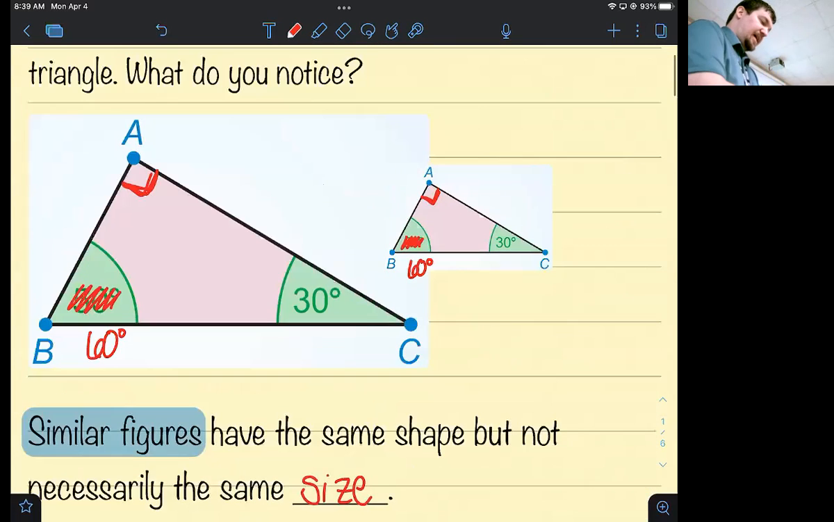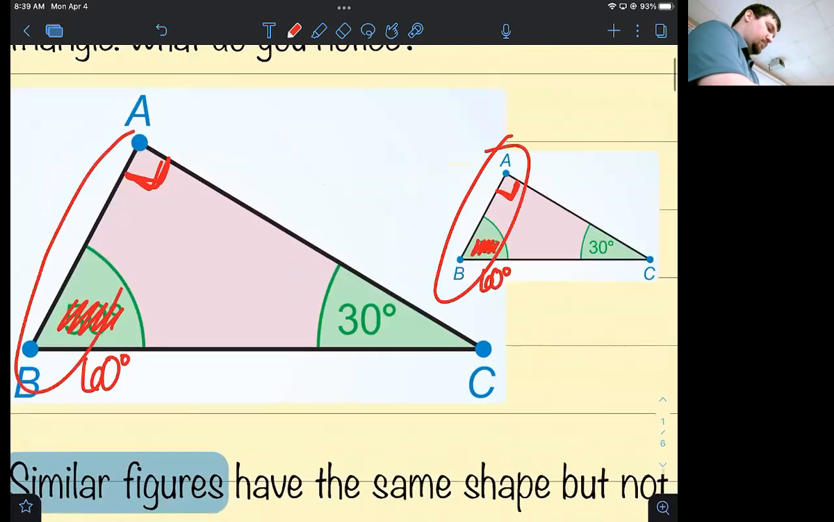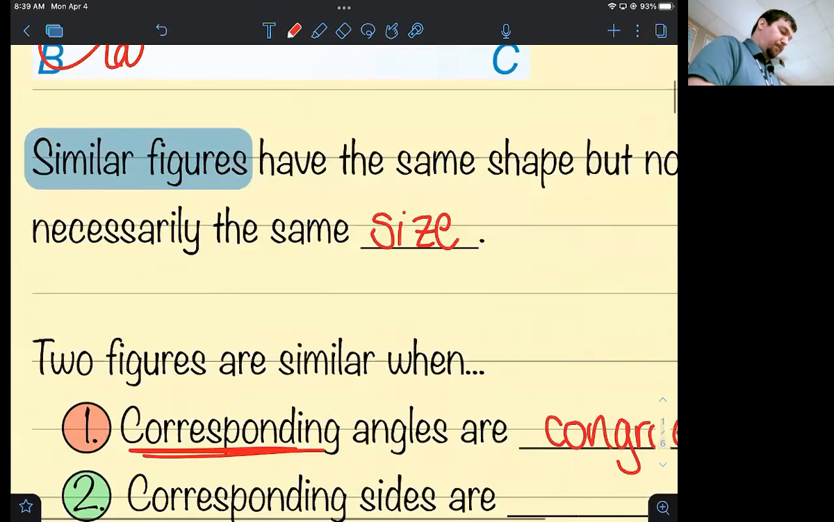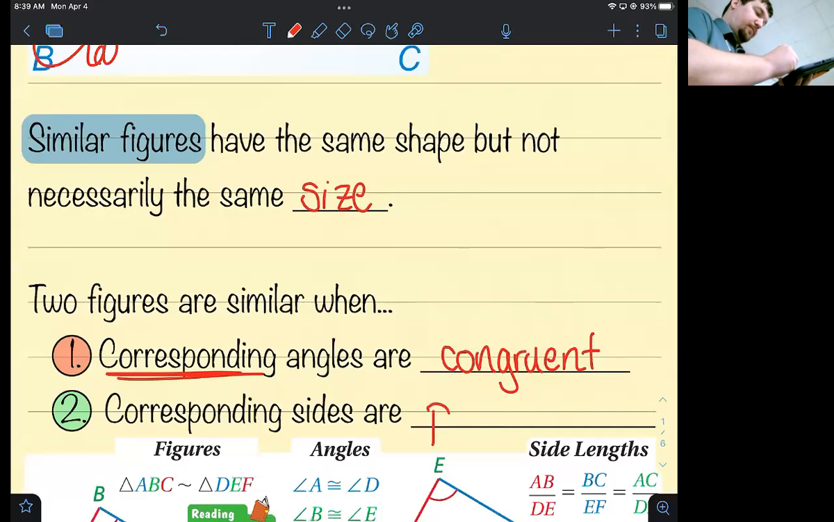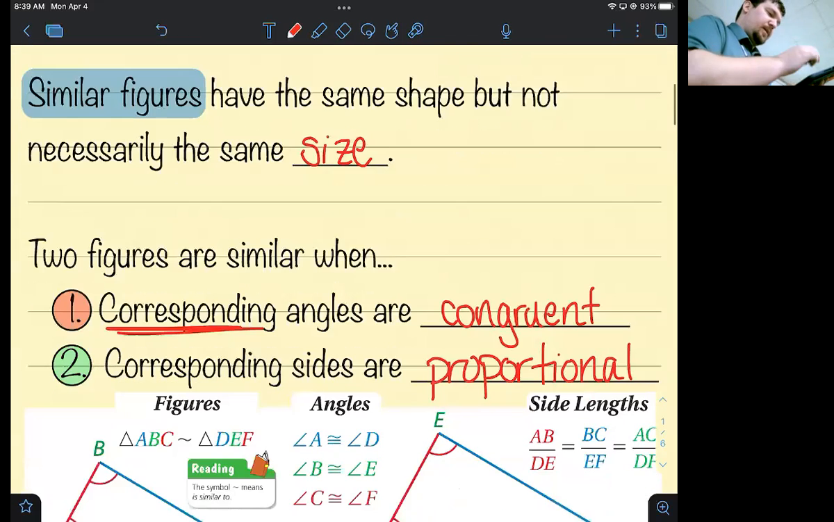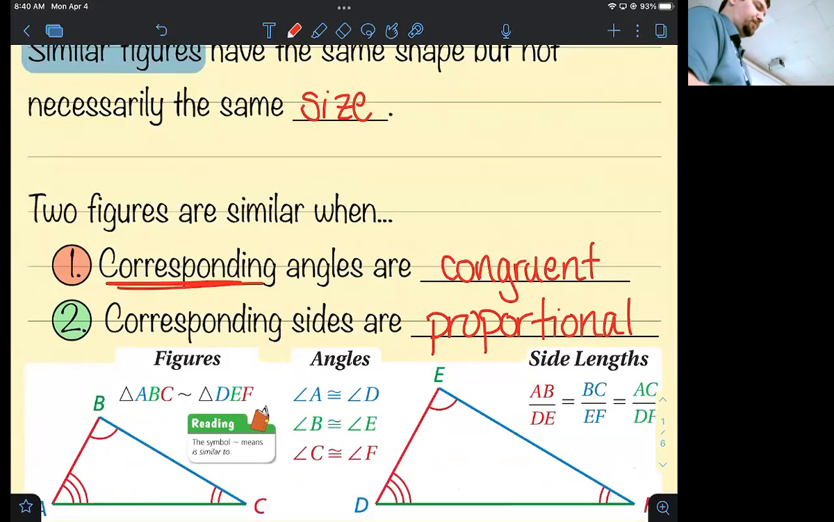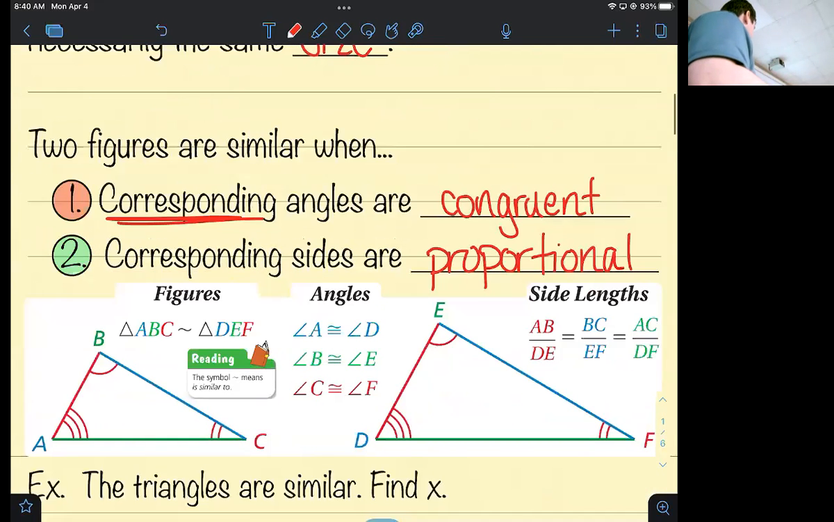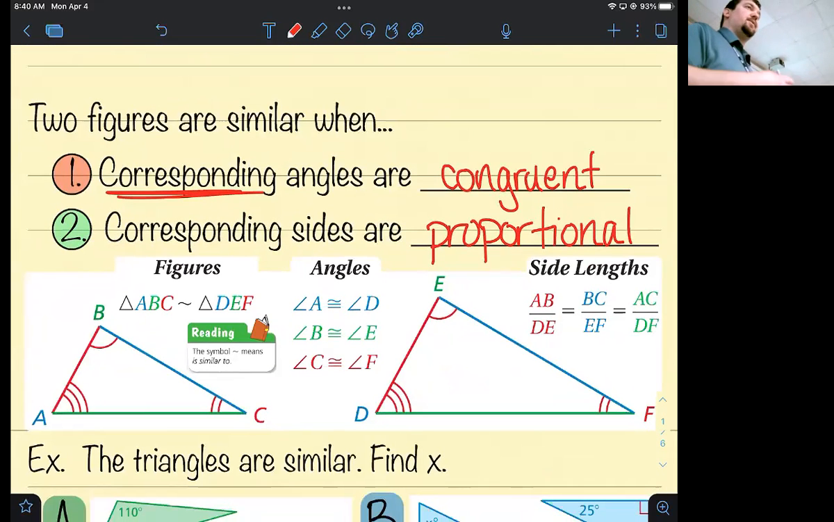Does it look like these two side lengths are the same? No, but something is actually special between those two sides. They're not equal, they're not congruent, but they are proportional. So we can set up a proportion to find what those missing sides are.